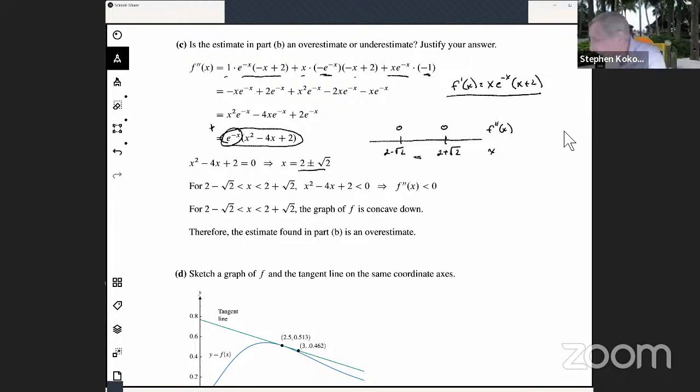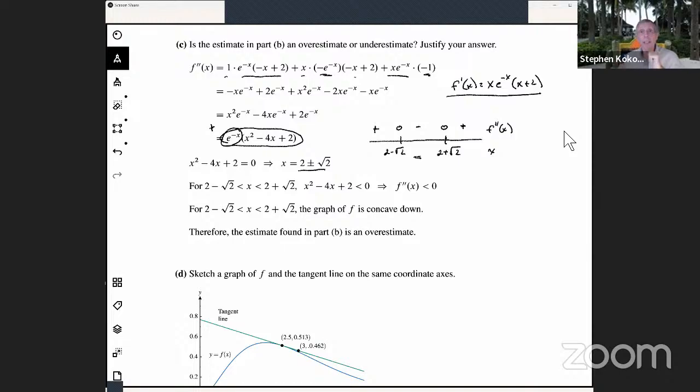Well, thinking a little bit about this, and we all have different ways of doing this, the sign over here in this interval of f double prime is positive. It's negative over here, and it's positive over here. This is a pretty standard sign chart when we're dealing with a quadratic that has two real roots like that.